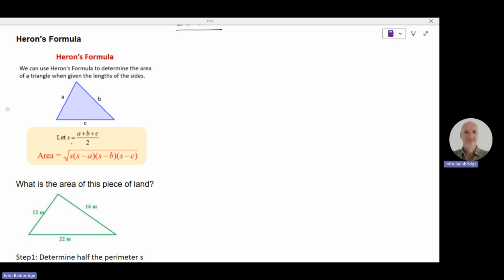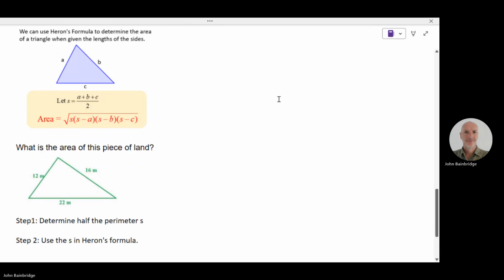On this, you have to first of all work out half the perimeter, that's the S. So you add up the 3 sides, divide by 2, and then you put that value of S into this formula here, this area, which is the square root of, and all that in the brackets there. So I'll just leave that up there, just pause there, and there's 2 steps: work out S, and then work out the value of the formula.